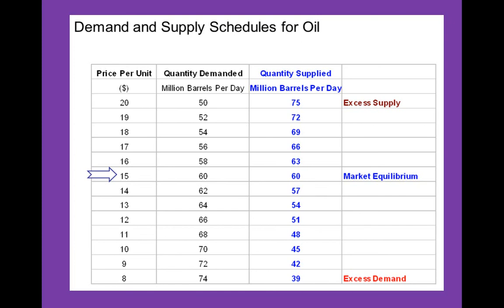So let's look at an example. This is a demand and supply schedule for oil. So we can see the market equilibrium is 60 million barrels per day at a price of $15 per unit.